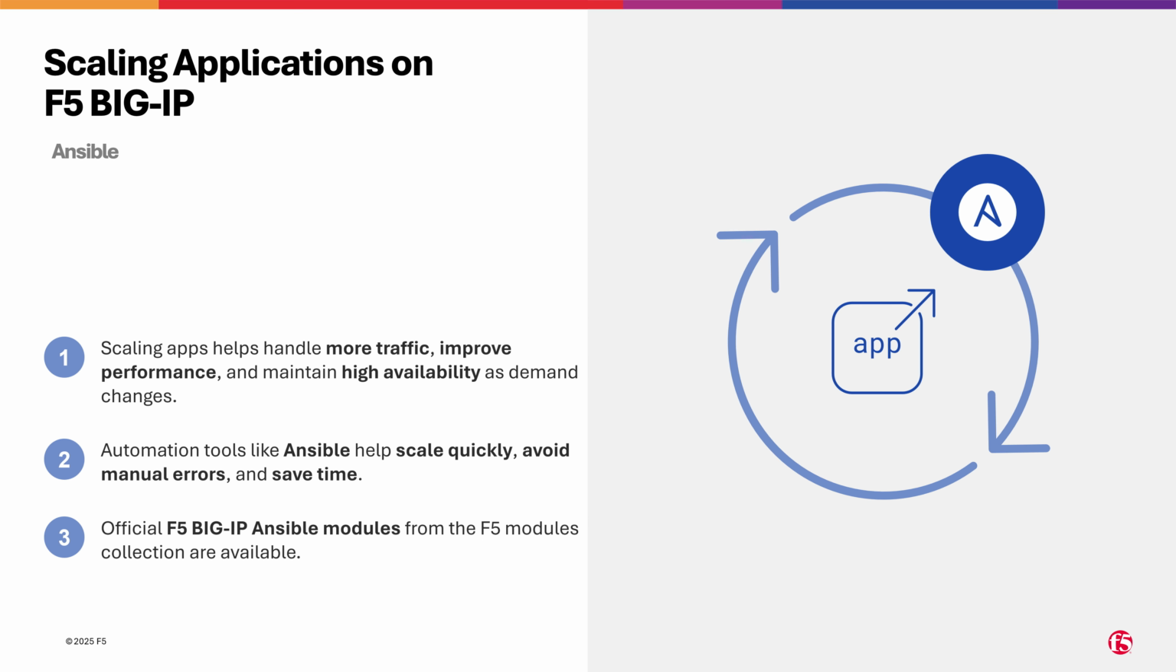We use the official F5 BIG-IP Ansible modules from the F5 modules collection. In this example, we create a new pool, add multiple pool members like application servers, and associate that pool with a virtual server. We can adapt this setup to dynamically scale our application by modifying the list of pool members, such as pulling data from an AWS EC2 inventory or Terraform outputs.